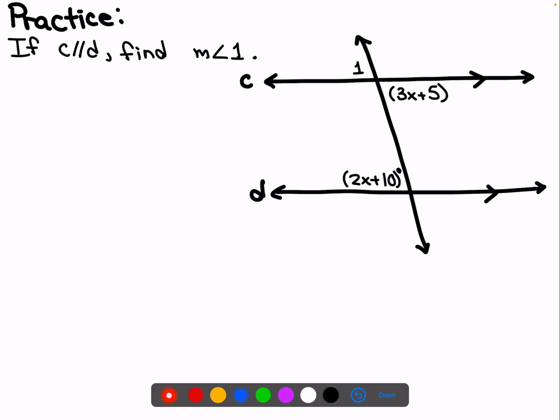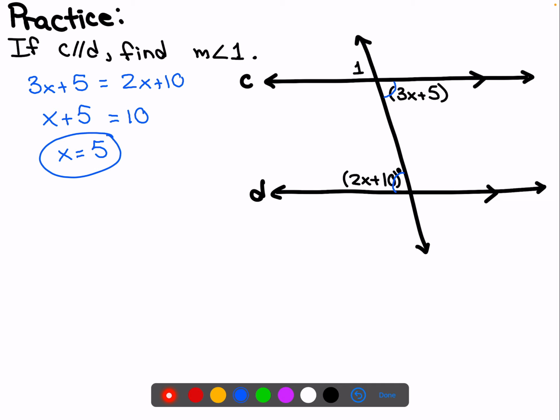So first off, looking at 3x plus 5 and 2x plus 10, their relationship is that they are alternate interior angles. And I know alternate interior angles are congruent. So I can go ahead and say that 3x plus 5 is equal to 2x plus 10, because congruent means the same, and if they're the same, they're equal to each other. From here, I can go ahead and solve for x. So if I subtract 2x from both sides, I get x plus 5 equals 10. From here, I subtract 5 from both sides, and I get x is equal to 5.